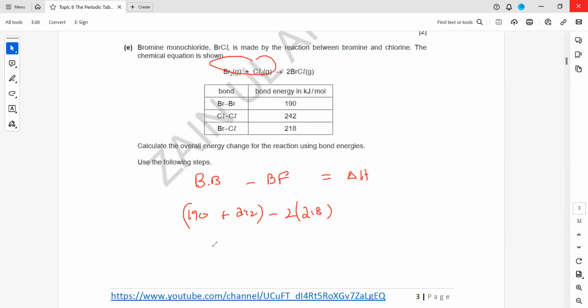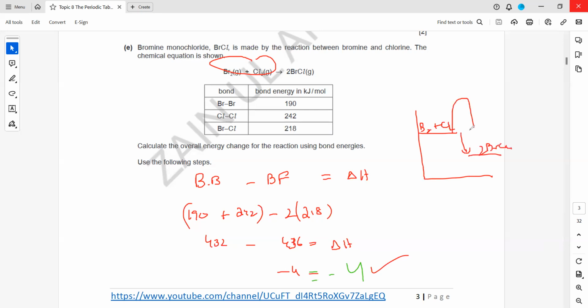So this will be 432 minus 416, and so we'll get the enthalpy change for this reaction. 432 minus 416, so we'll get 16. Sorry, this is 436. By mistake I wrote 416. 436 here. So when you subtract, you will get -4. If you are getting a negative answer, it means this reaction is exothermic. So in the energy profile diagram, the reactants will have high energy and the products will have low energy. This will be the enthalpy change and this will be the activation energy.